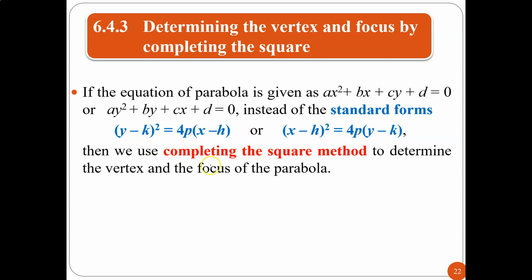So that one is standard form. Then we use the completing the square method to determine the vertex and the focus of the parabola. Sometimes you won't be given this type of equation for the parabola, but what you will be given is this one, the long equation, instead of this. So from this one, how do we find h and k and also our p? That is why we need to use completing the square for this long equation, so that we can reduce it to this standard form.